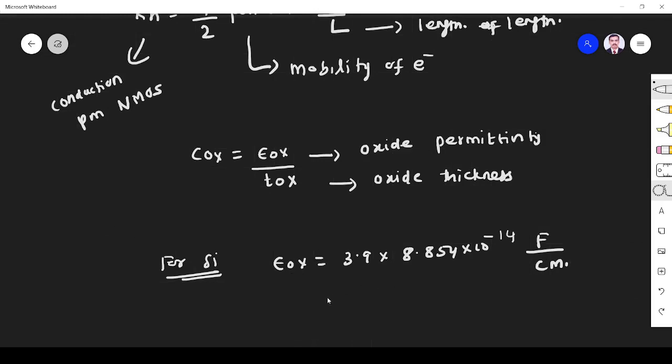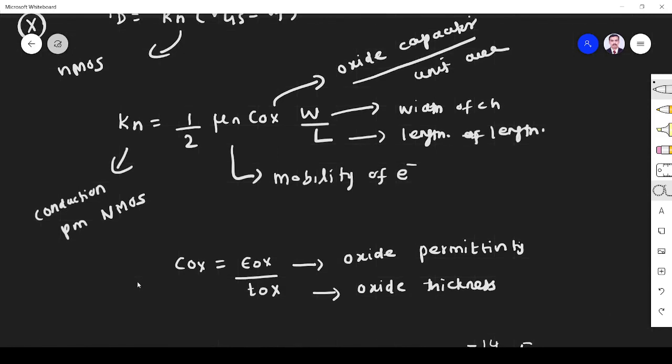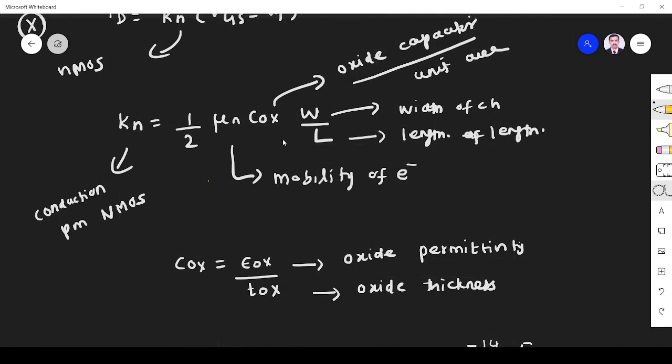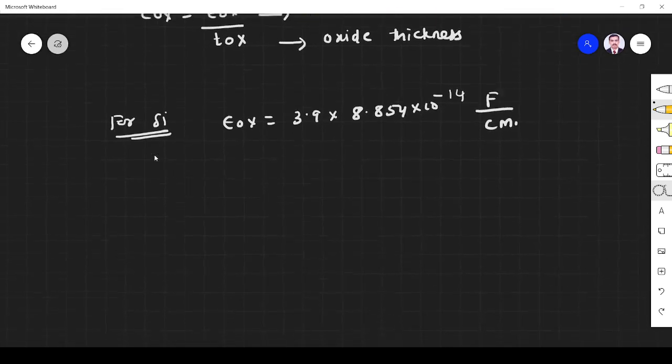From this conduction parameter, we can understand one important thing. Kn is a function of mu n, and mobility is an electrical property. COX is also an electrical property. W by L is a physical or geometry property. So Kn, the conduction parameter, depends on the electrical property and the geometry property of the device.